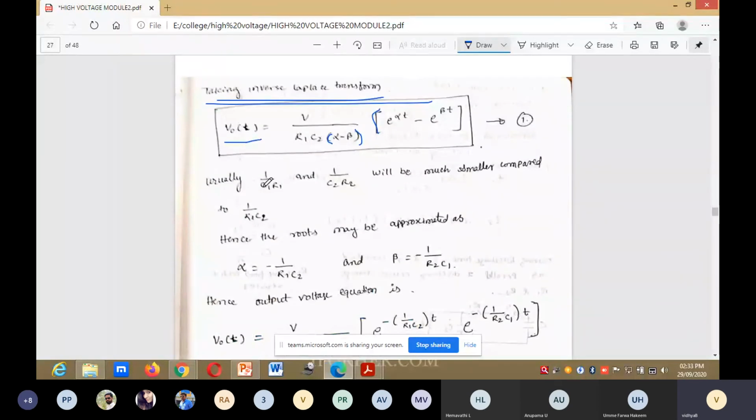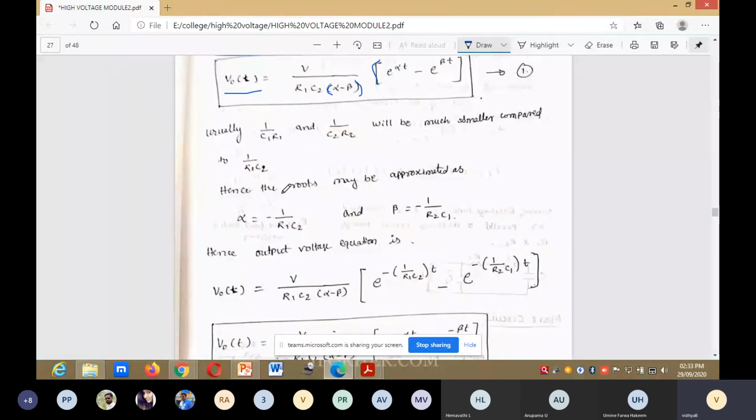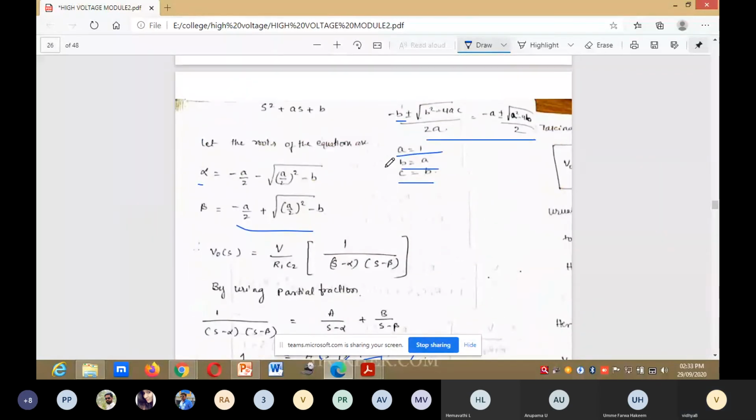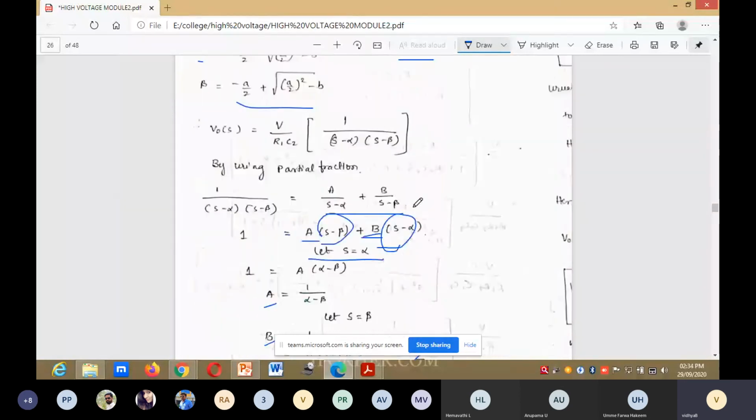Next, usually 1 divided by C1 R1 and 1 divided by C2 R2 will be much smaller compared to 1 divided by R1 C2. So what they will do? The two roots may be approximated as alpha is equal to minus 1 divided by R1 C2 and beta is equal to minus 1 divided by R2 C1. The output voltage equation is like this. They will substitute the alpha values.